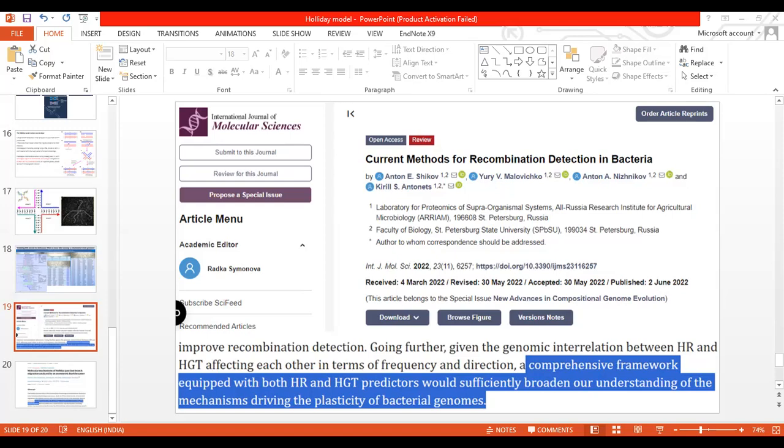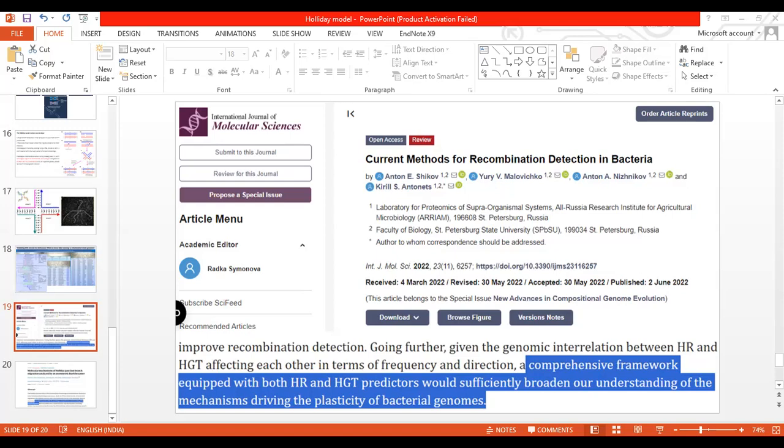The second important thing this paper has addressed is the specificity and sensitivity trade-off. That is, the review indicates that current tools often exhibit a trade-off between sensitivity and specificity. Some tools may excel in accurately detecting certain types of recombination event, but lack sensitivity in other scenarios. Developing hybrid approaches that balance sensitivity and accuracy could enhance overall recombination detection.